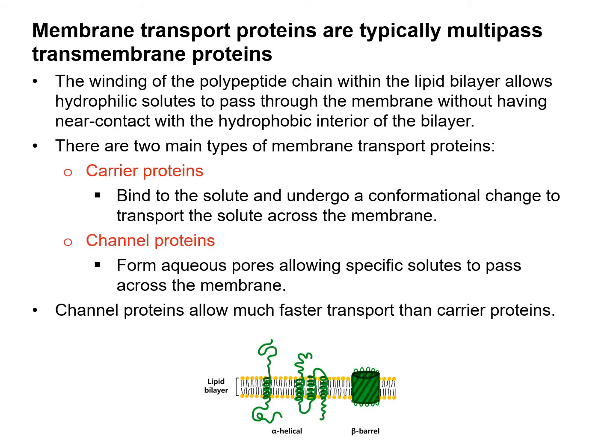Membrane transport proteins are typically multipass transmembrane proteins, so they can have secondary structures such as alpha helices or beta sheets. And the winding of the polypeptide chain within the lipid bilayer allows hydrophilic solutes to pass through the membrane without coming into contact with the hydrophobic interior of the bilayer. There are two main types of membrane transport proteins, carrier proteins and channel proteins. Carrier proteins bind to the solute and undergo a conformational change to transport the solute across the membrane. But channel proteins form aqueous pores, allowing specific solutes to pass across the membrane. And channel proteins allow much faster transport than carrier proteins in general.